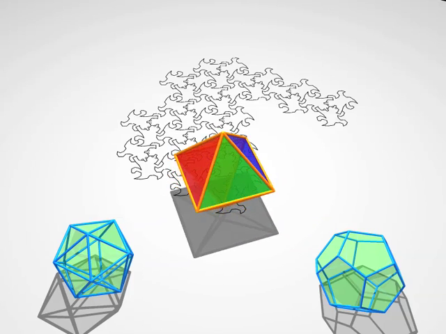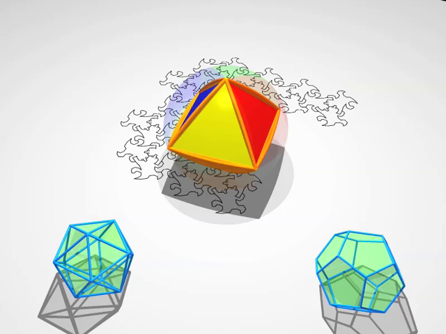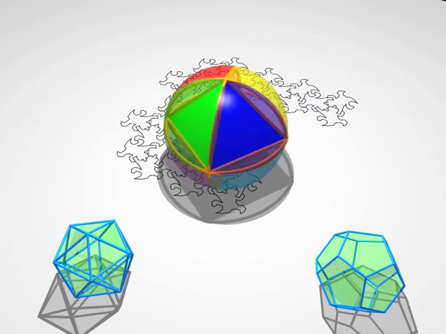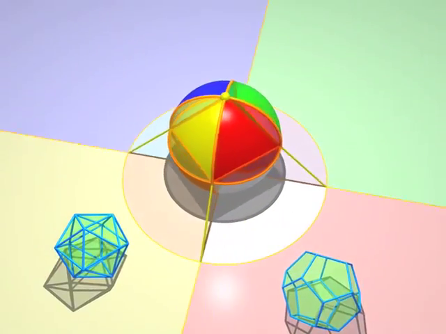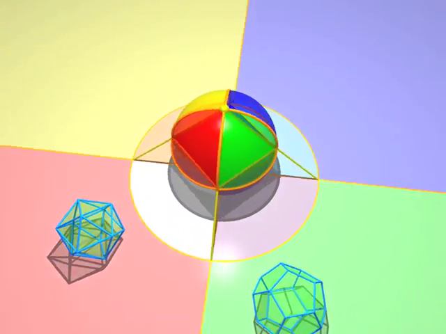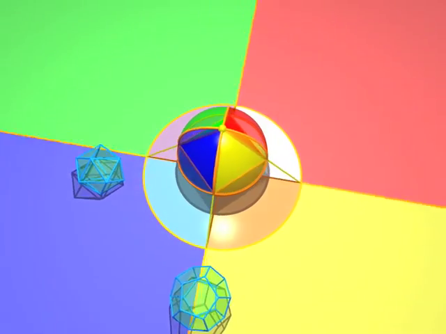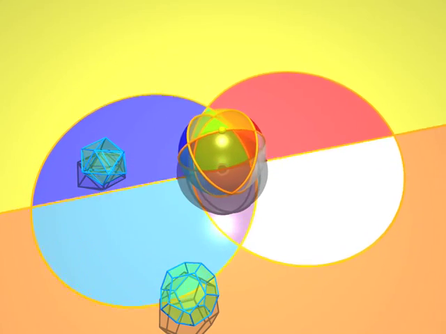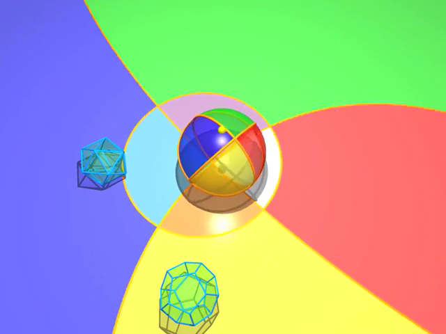And now, here comes an octahedron. You see the 8 coloured faces. Look how the projections of the edges are arcs of circles.